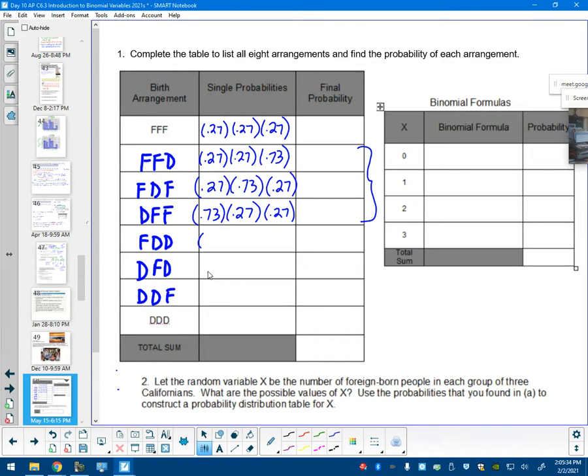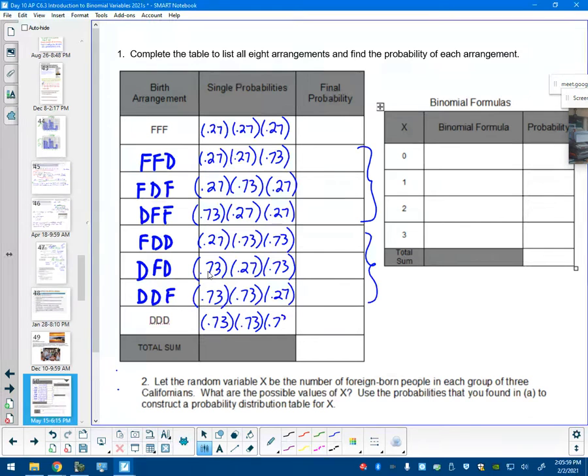Now how about this one? 0.27 times 0.73 times 0.73. Move that 0.27 to the middle, and then finally move it to the end. And all of those should be equal as well. And then for the last one, we have 0.73 times 0.73 times 0.73.